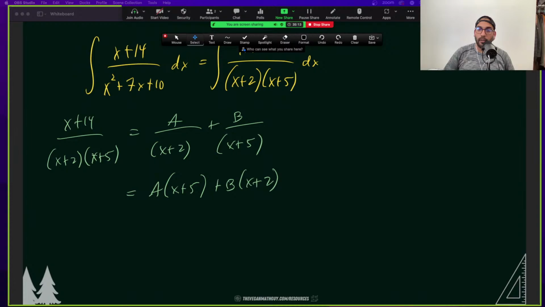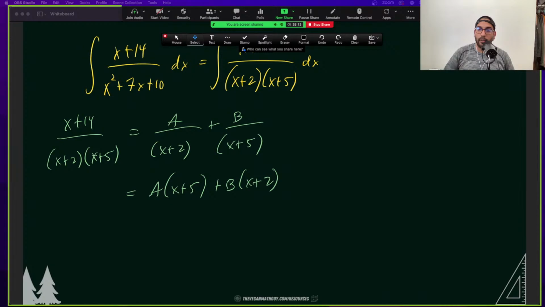Okay, so as I mentioned, this has to equal the numerator. I'm just going to put x plus 14 is equal to a times x plus 5 plus b times x plus 2. Some people do this differently. Some people like to plug in something inside the parentheses so that it cancels out, meaning that they're going to make x equal to -5. So what that means is we're going to plug in -5 for every value of x in this problem.